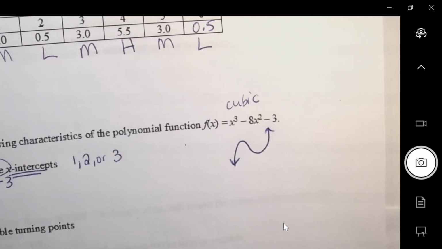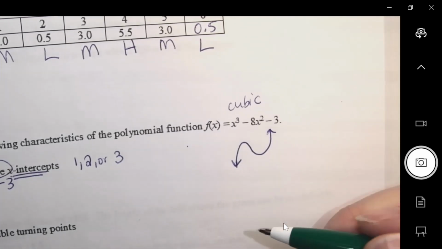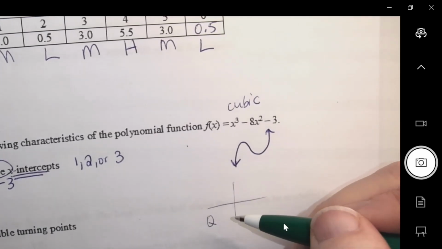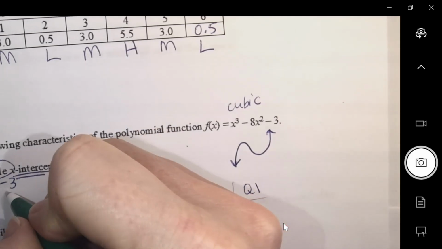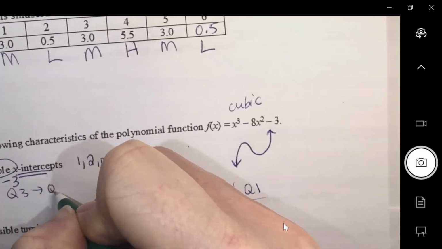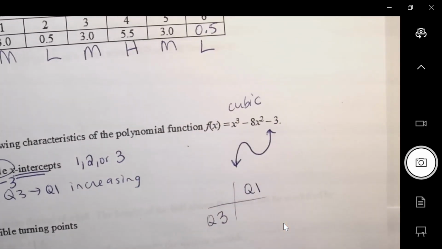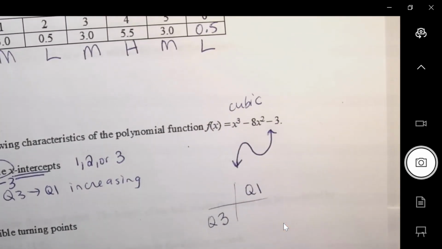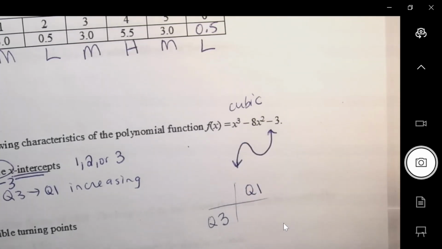End behavior. Which quadrant is this to which quadrant is that? This is quadrant 3 into quadrant 1. And it'd be increasing. Okay, you'd have to look to see if it was a negative cubic, right? It'd be going from 2 to 4.